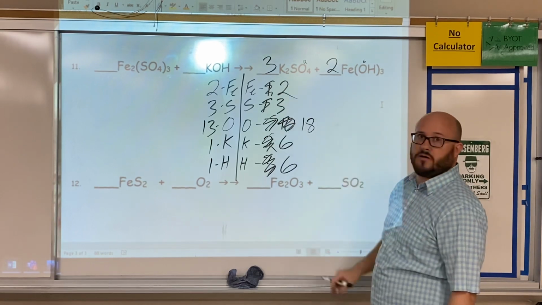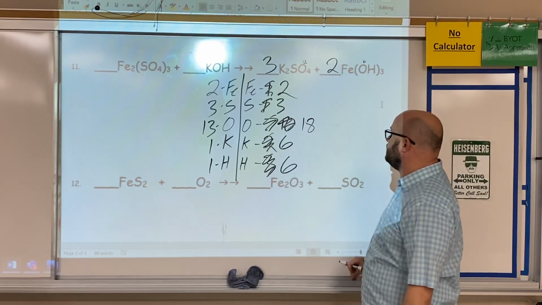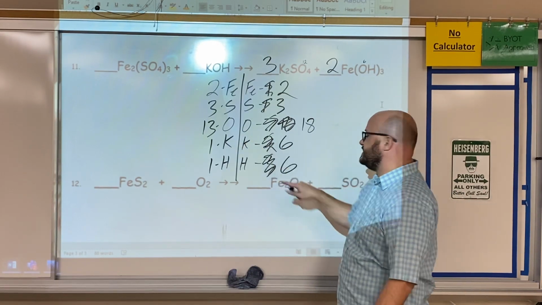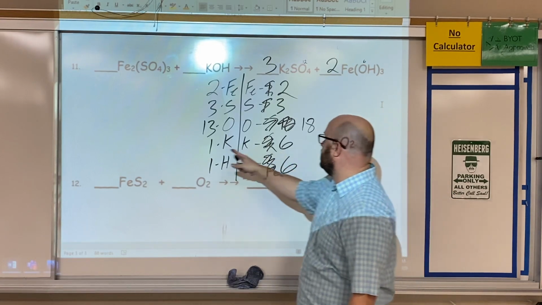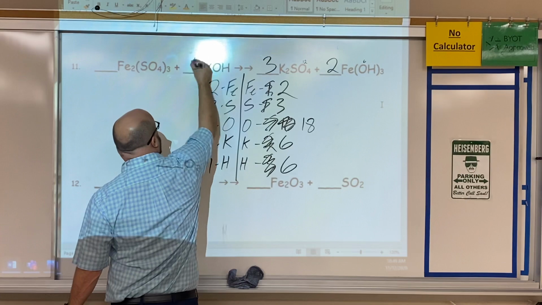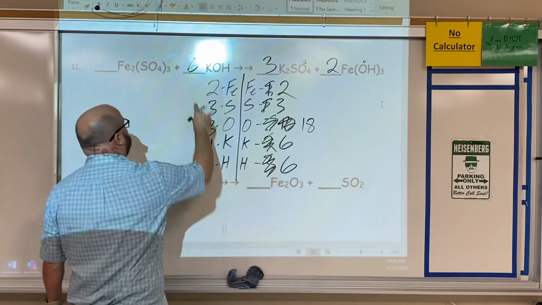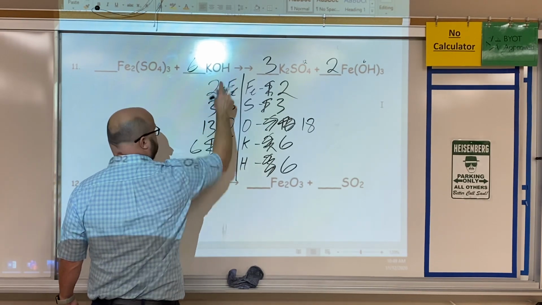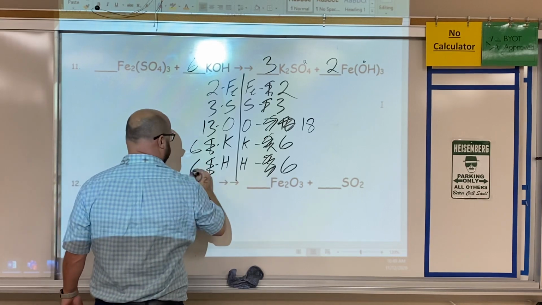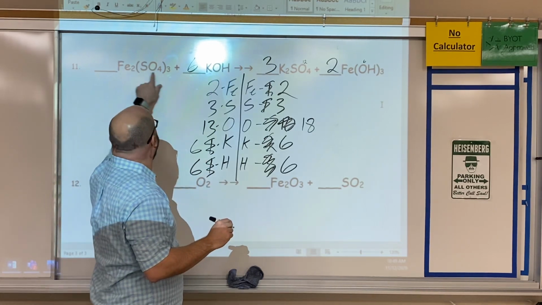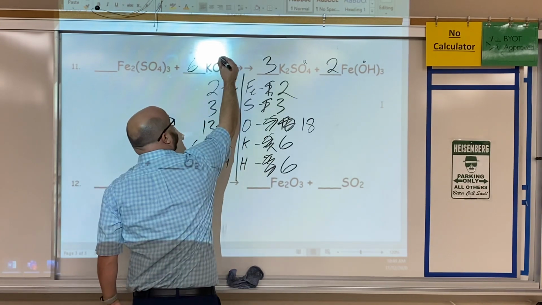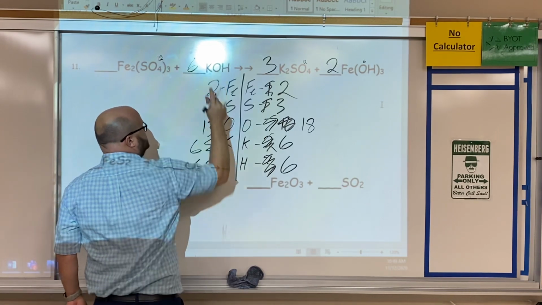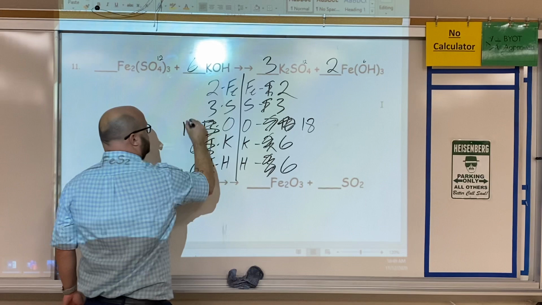Now we got to move to our closest thing to a wild card. Can you make 13 and 18 equal? Not really easily. We can make 1 and 6 though. If we need 6 over here, we need 6 on this side. K1 times 6. So now that's 6 potassiums, 6 hydrogens. That's nice. Now how many of those oxygens do we have? 6 times 1 is 6. 4 times 3, 12. 12 plus 6, anybody see what's happening? Balanced.